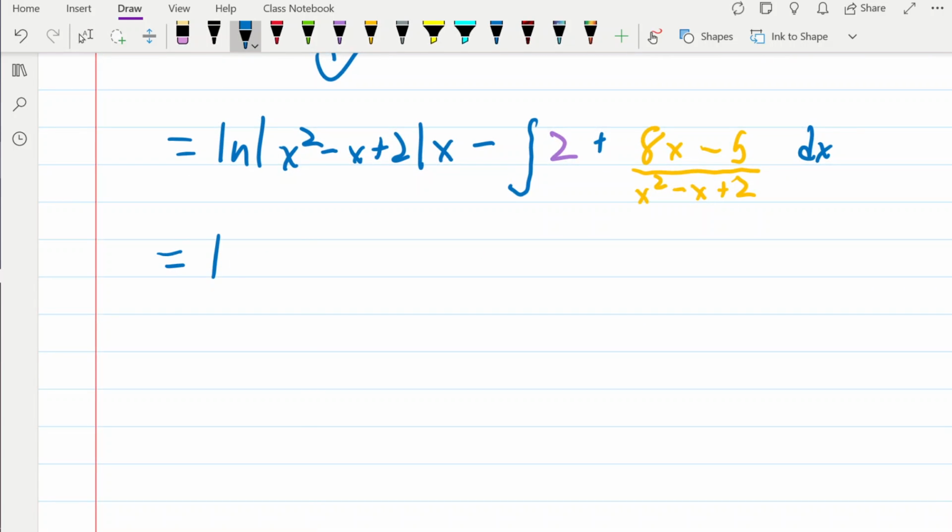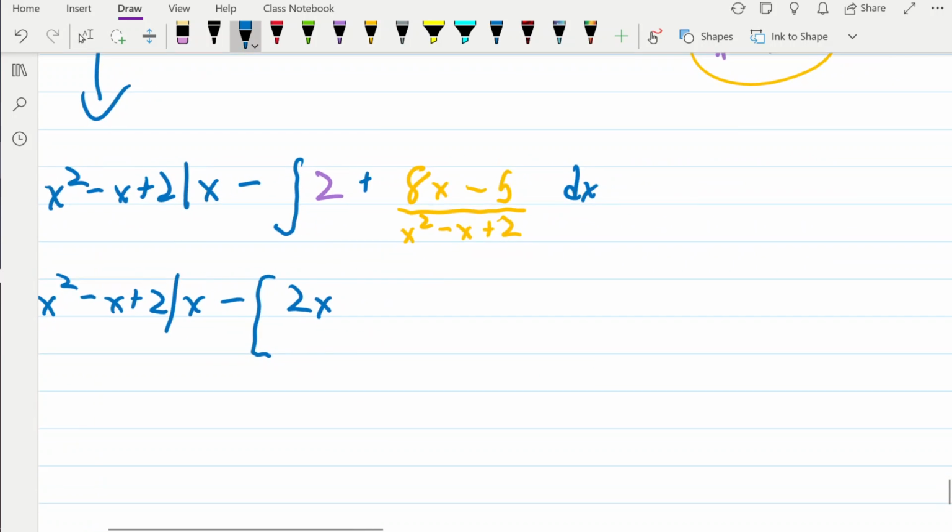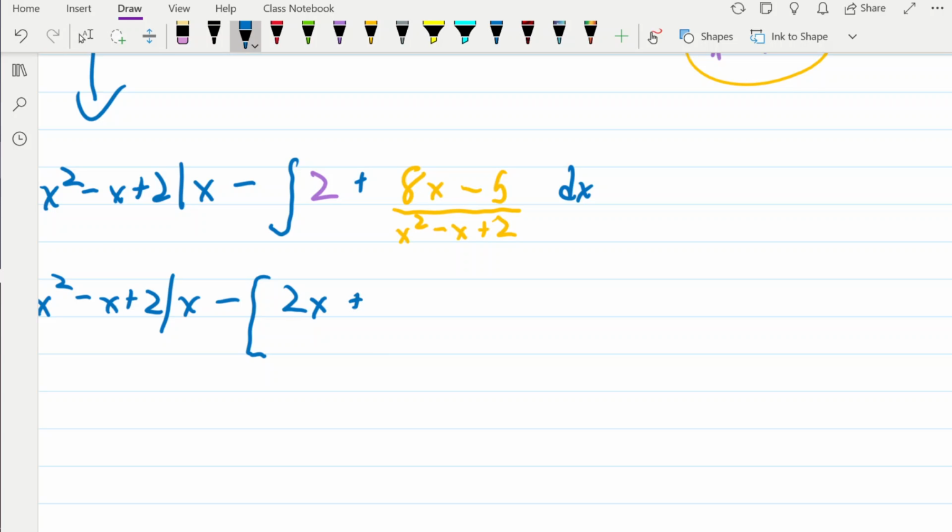Okay, so we're going to have this equal to ln of the absolute value of x squared minus x plus 2 times x minus, so the integral of 2 is going to be 2x plus, looks like we're going to have to do a u substitution for this second part. So let me grab another color here. So let's set u equal, oh here, I'm just going to write out this 8x minus 5 over x squared minus x plus 2 dx.